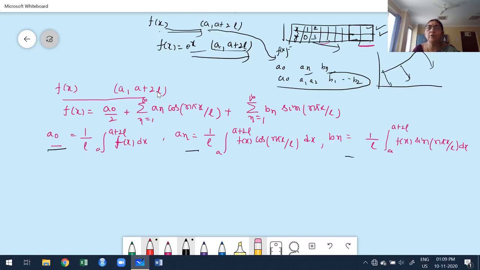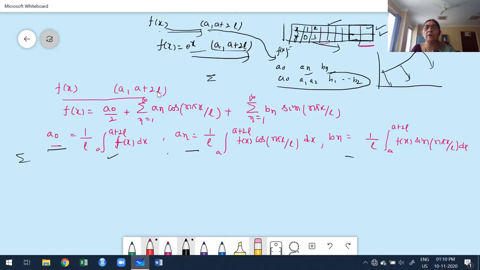If you want to find out, first you have to convert a naught, an and bn into the form of summation. Then only is it possible to go for discrete data. Whenever the data is in the form of discrete, I have to convert integration into the form of summation. Then it's possible to find a naught, an and bn. I think it's clear. Whenever data is in the form of discrete or graphical representation, there we are going to use harmonic analysis.